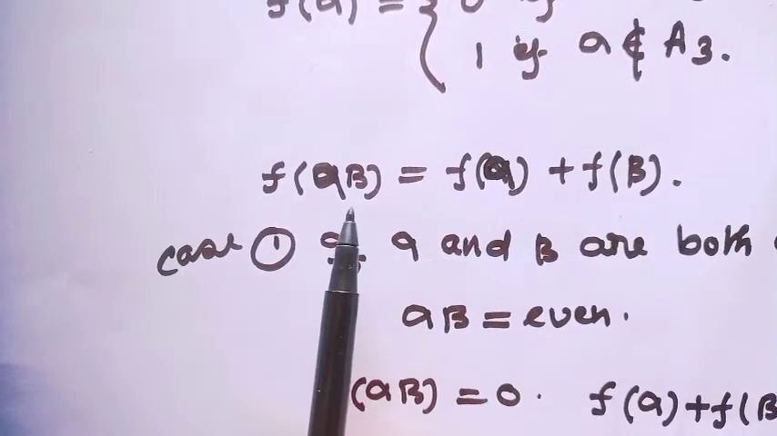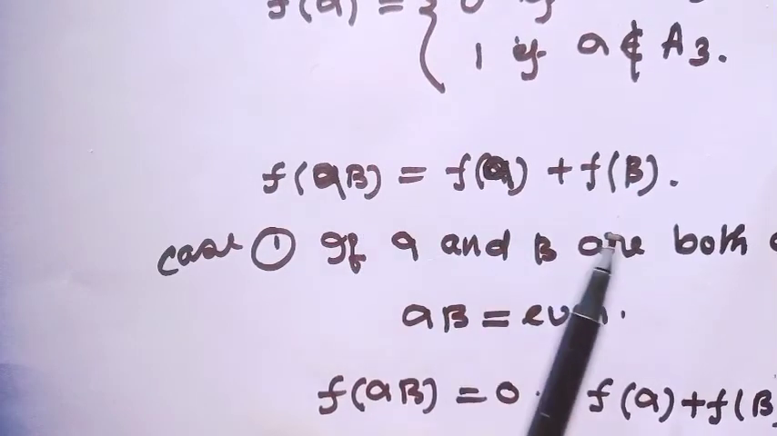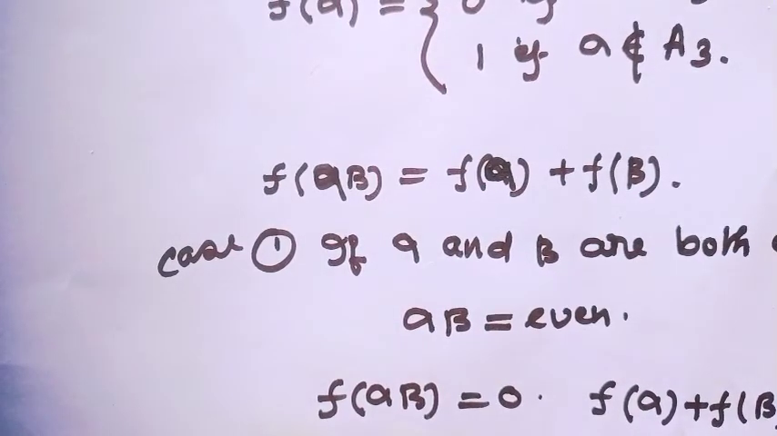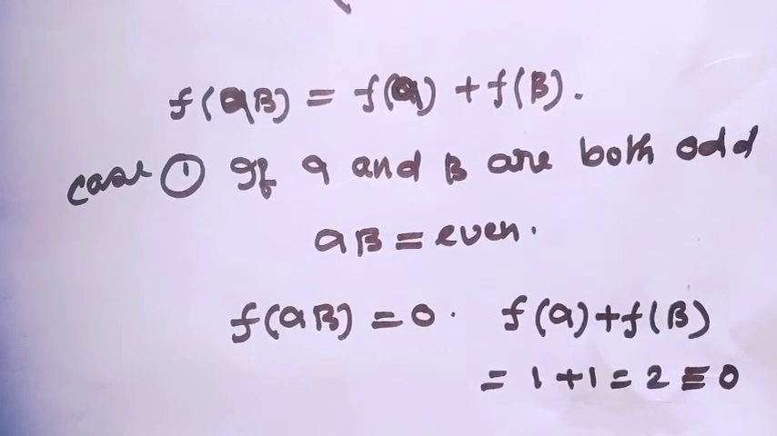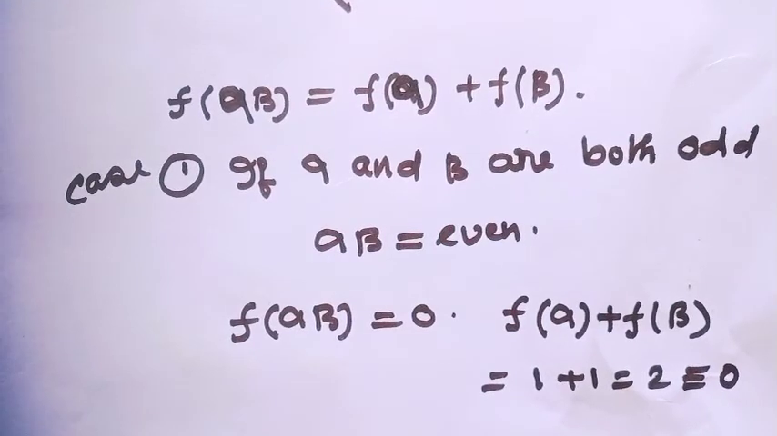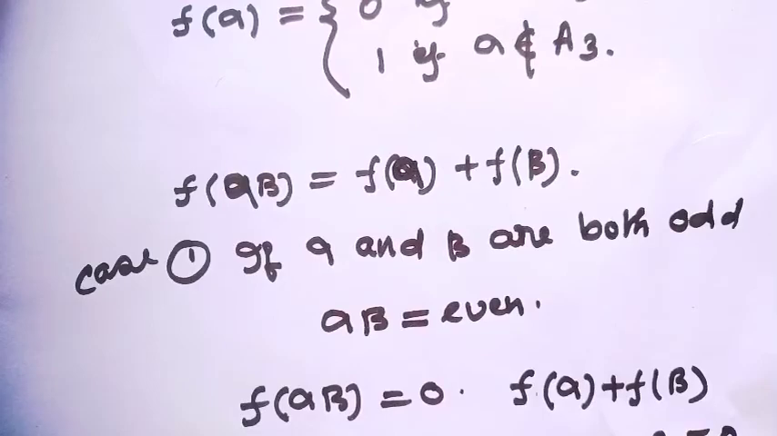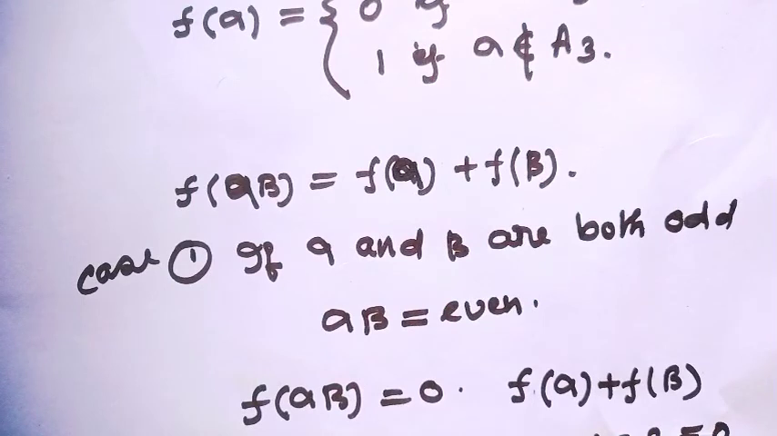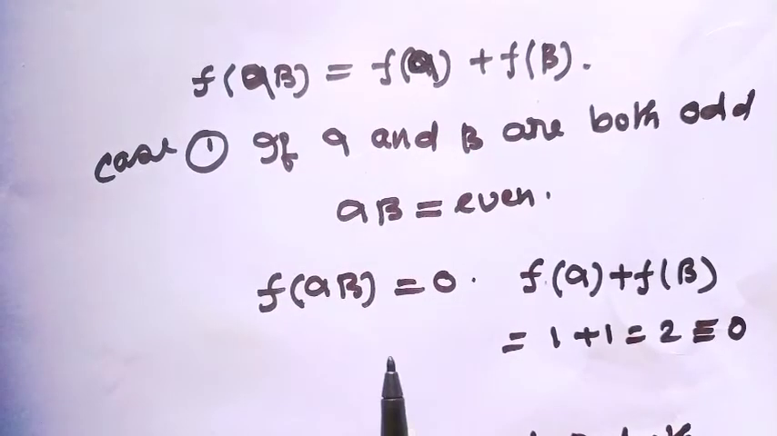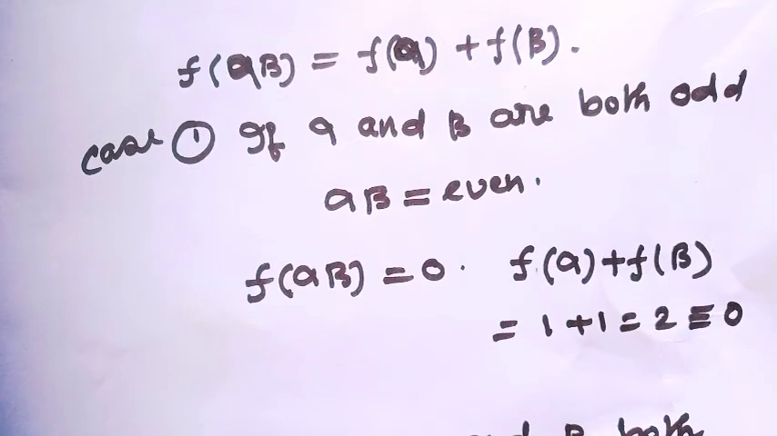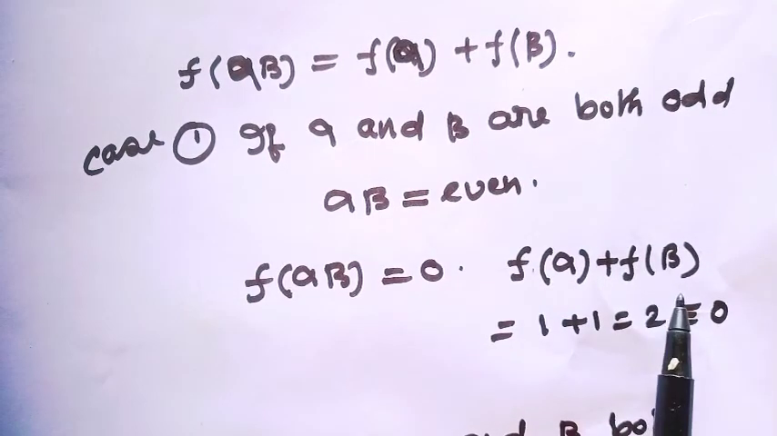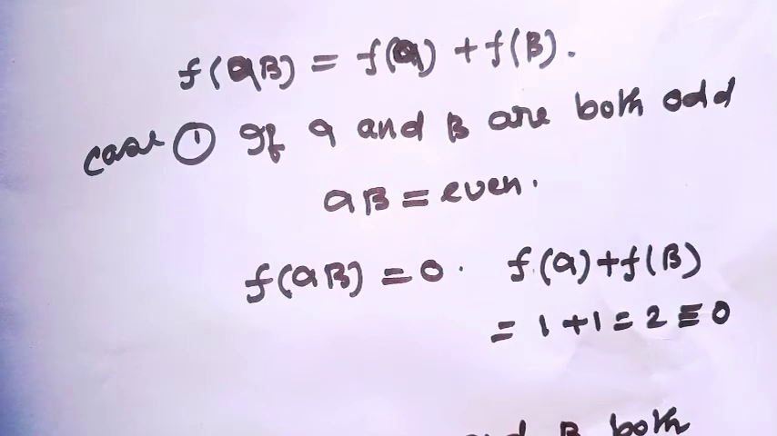We have to prove f of sigma beta equals f of sigma plus f of beta. Case 1. If sigma and beta are both odd, then what will be the product? Obviously the product will be even. So the left hand side would be 0 and the right hand side will also be 0, because f of sigma plus f of beta equals 1 plus 1 equals 2, which is congruent to 0 modulo 2.